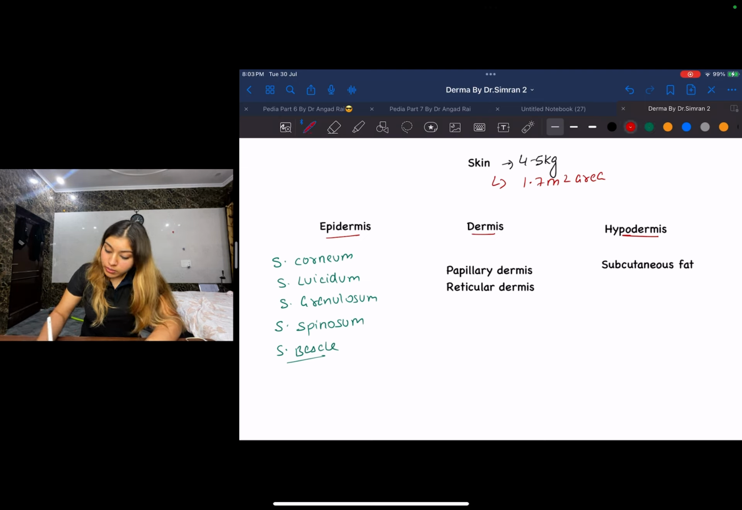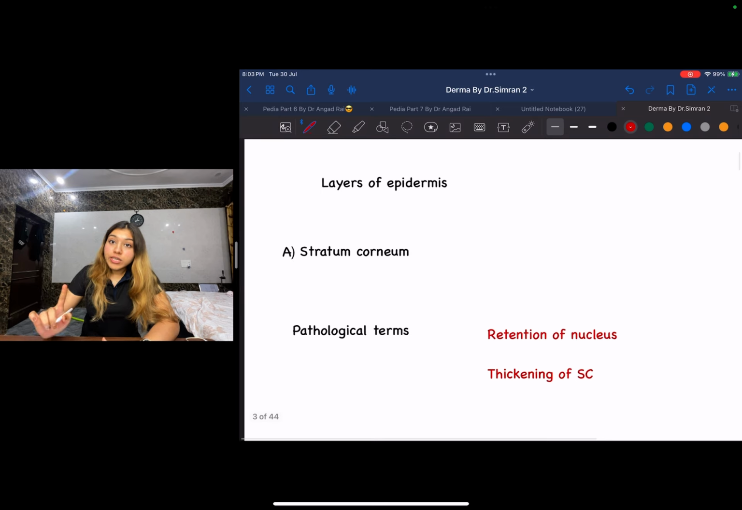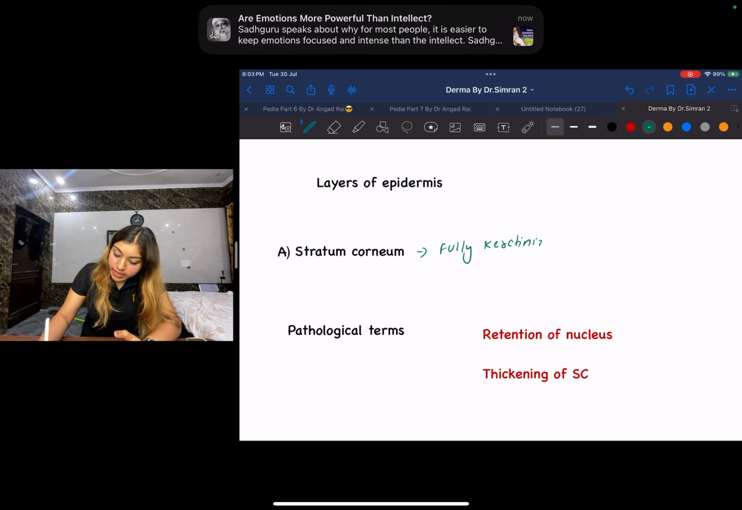What comes under your dermis is your papillary dermis and your reticular dermis, and in your hypodermis, this is one that is subcutaneous fat. Let us now look more in detail into the layers of your epidermis. Let us start with the first layer, the stratum corneum. Since this is the first layer, technically with logic, it is supposed to be fully keratinized. It is going to be fully keratinized.